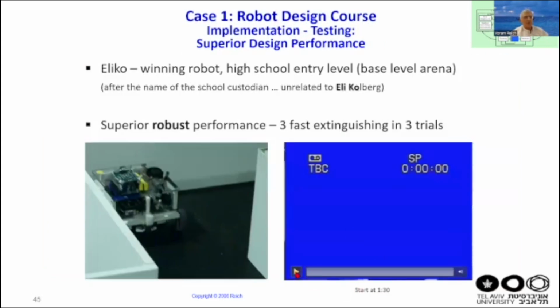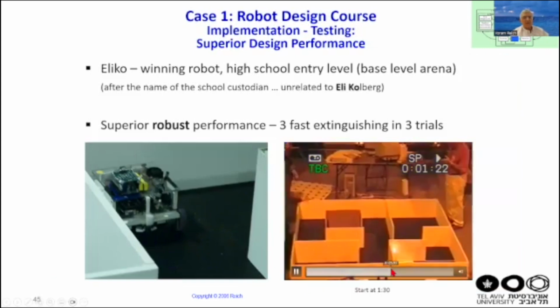Now I have to show you the competition because it's fun to see.